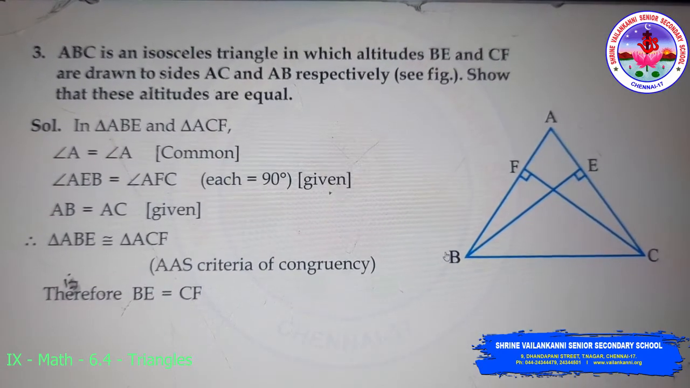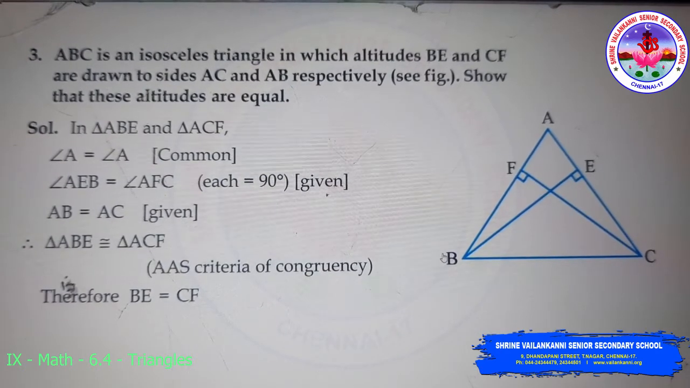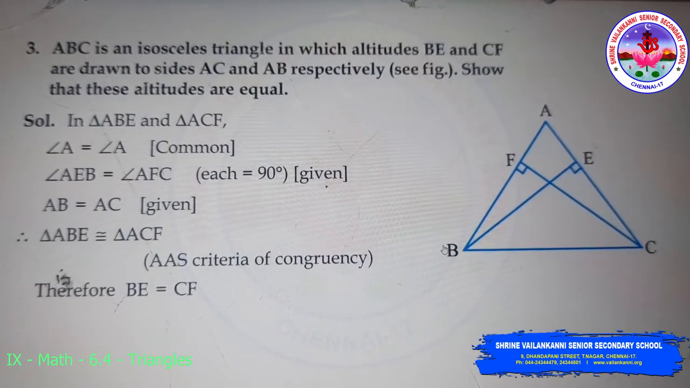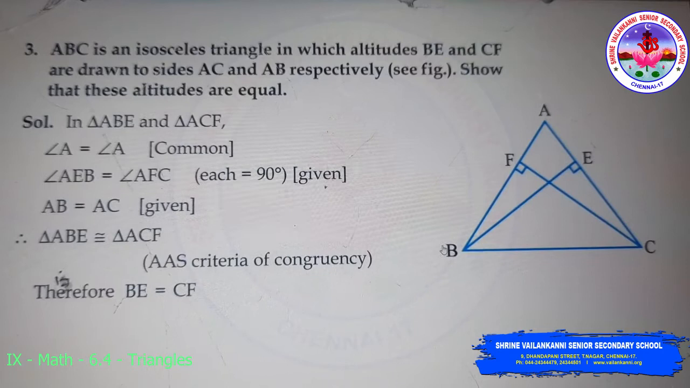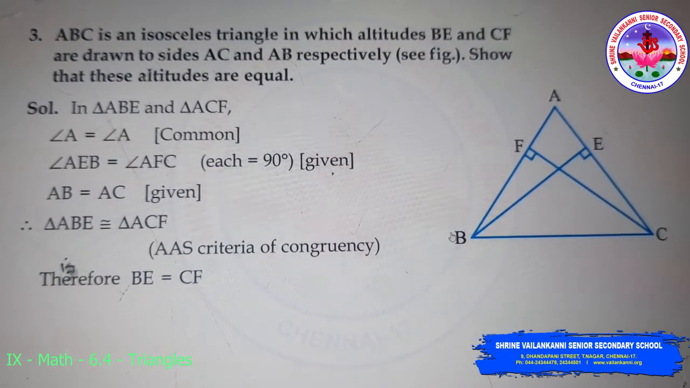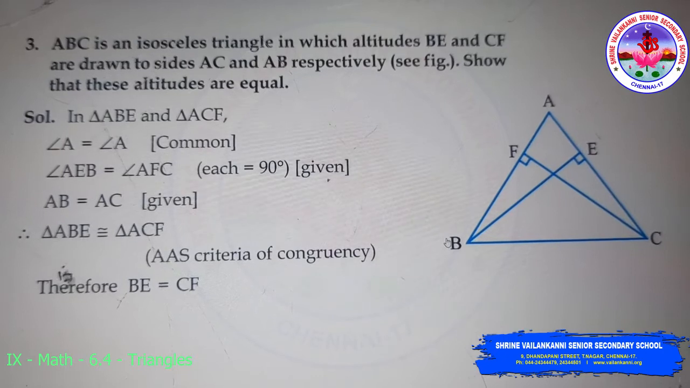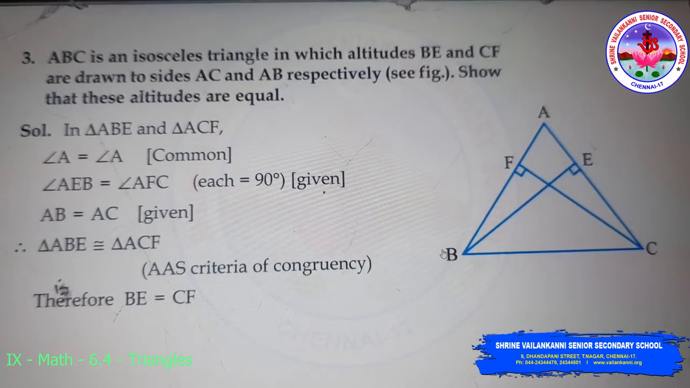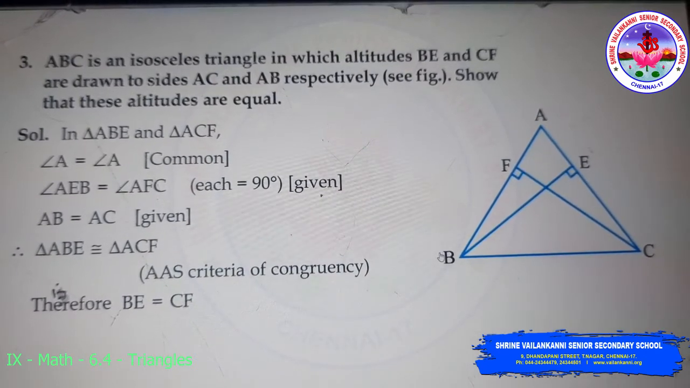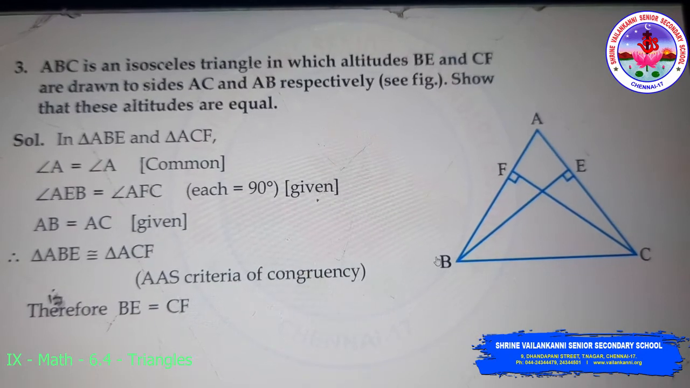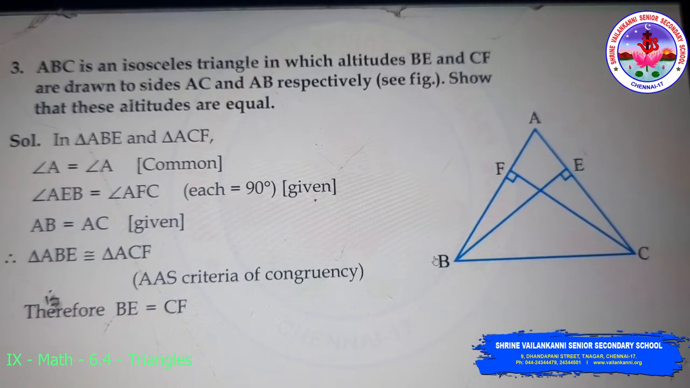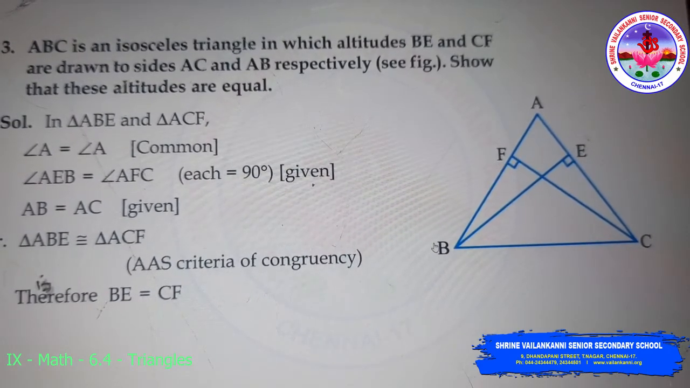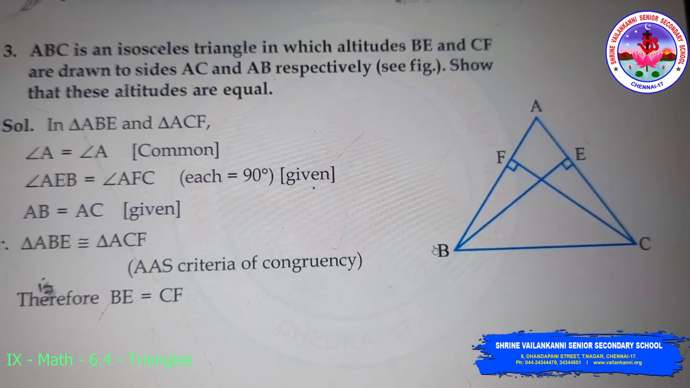Now coming to the solution, let us consider triangles ABE and ACF. We find that in triangle ABE and triangle ACF, angle A is common to both the triangles. So I got the first angle as a common angle. Now the second angle: we have CF and BE as altitudes, so they subtend an angle of 90 degrees with the sides AC and AB. So I am taking angle AEB is equal to angle AFC, which is equal to 90 degrees. So I got two angles.